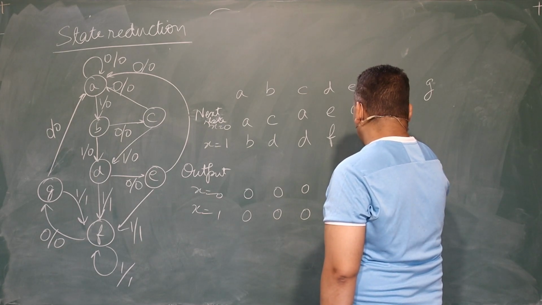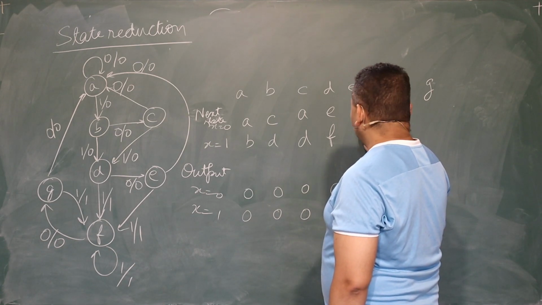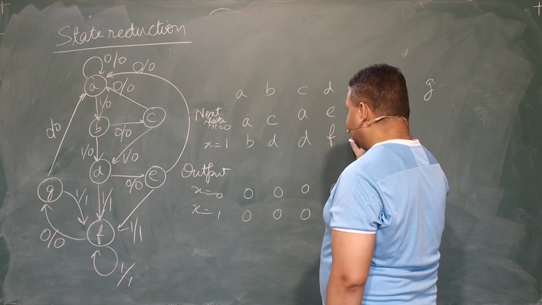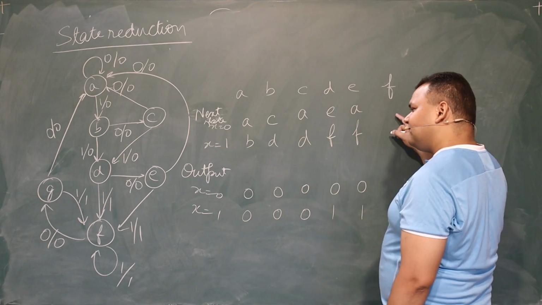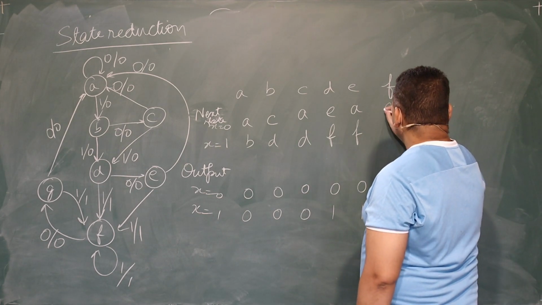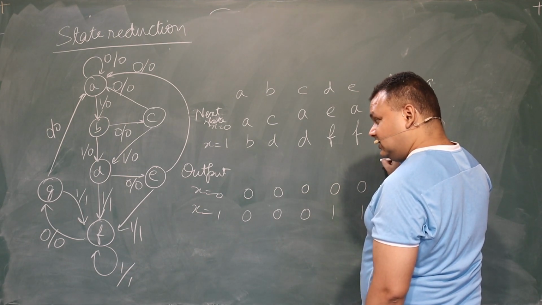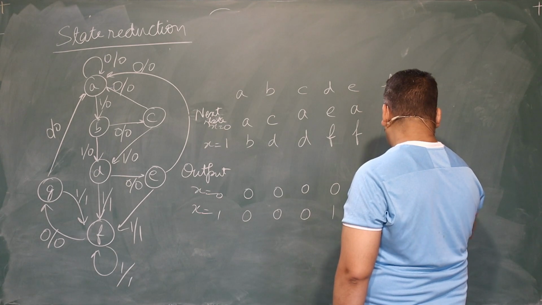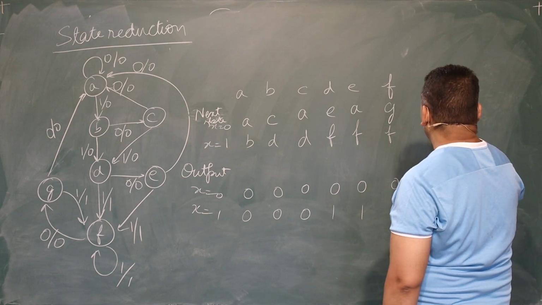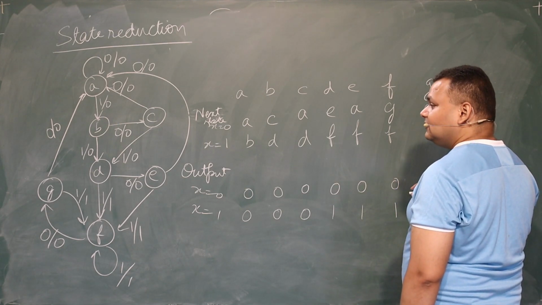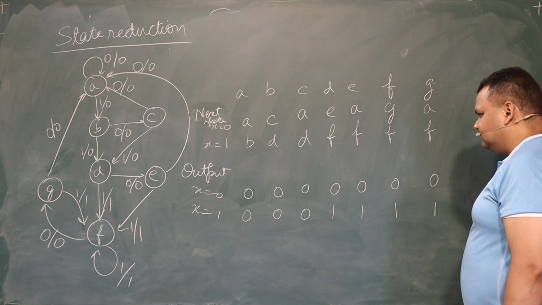On 0, E goes to A and the output is 0. And on 1, it goes to F and the output is 1. What about F? If I apply a 0, it goes to G, output is 0. And if I apply a 1, I stay at F, and the output is 1. Okay, what about G? On 0, it goes to A, output 0. And on 1, it goes to F, output is 1.